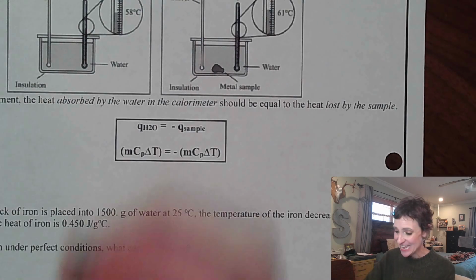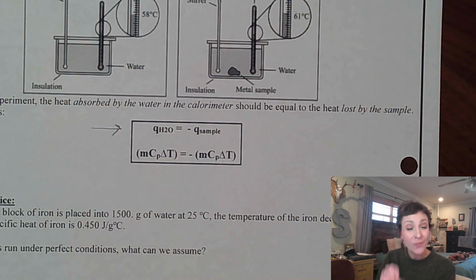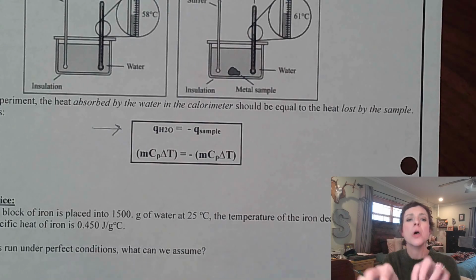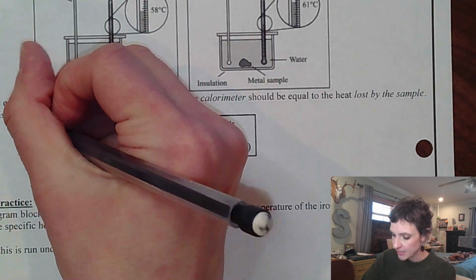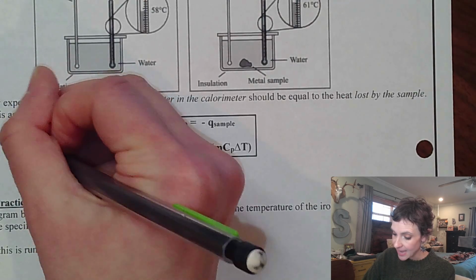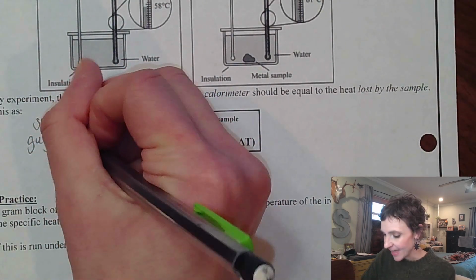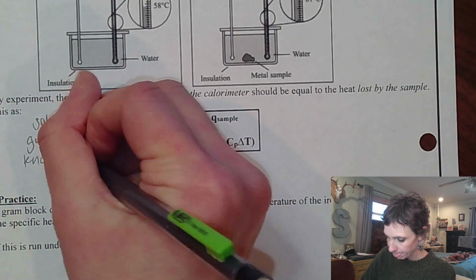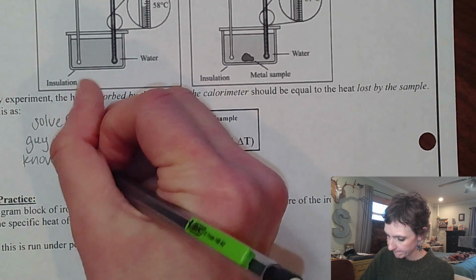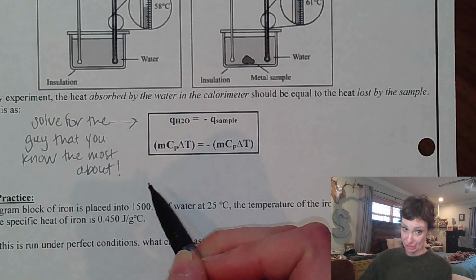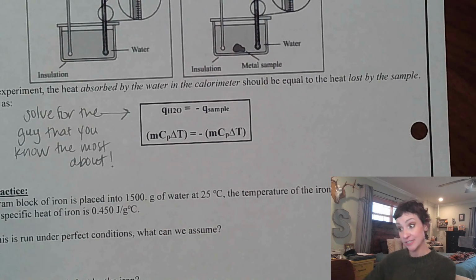Okay, there's no way I can handle that many letters of the alphabet or numbers plugging into stuff. So my thinking here, and I think this may be helpful, is solve for the substance. And when I say substance, I mean either the water from the calorimeter or the sample. Solve for the substance that you have the most variables for. So we're going to say solve for the guy that you know the most about. Meaning the guy that I have all of the information about as opposed to the other one, because you're going to see lots of numbers in these problems.